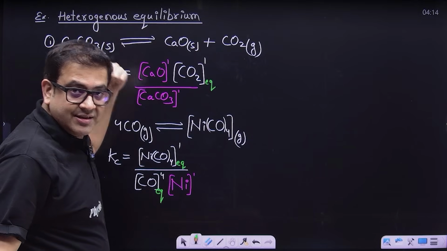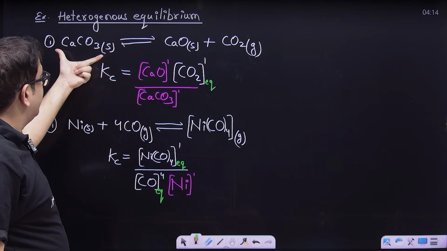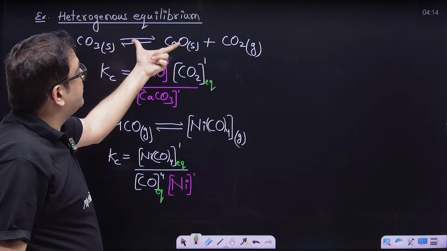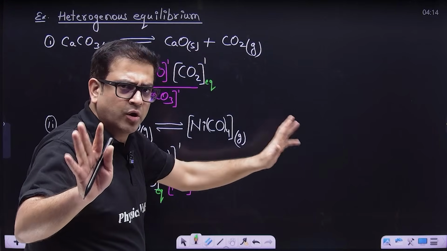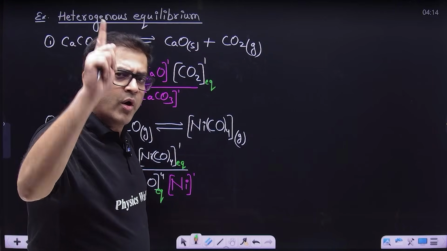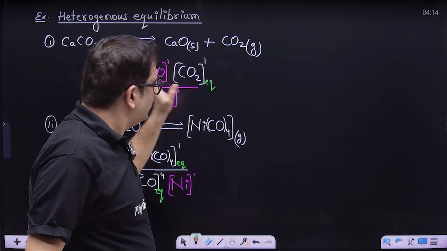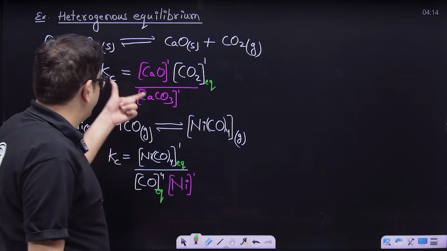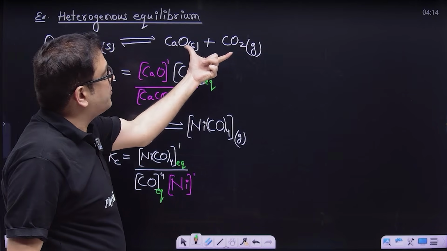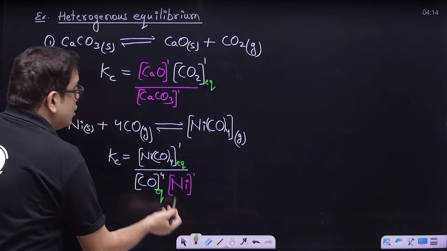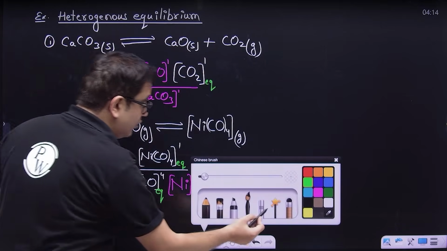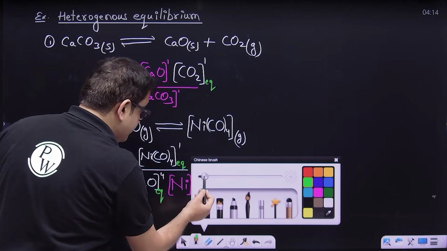So let us take examples of heterogeneous equilibrium. Limestone solid in equilibrium with calcium oxide solid and CO2 gas. You are required to write its equilibrium constant K. So Kc will be equal to concentration of product upon concentration of reactant. Sir, you have written everything. No. I have just written these things.